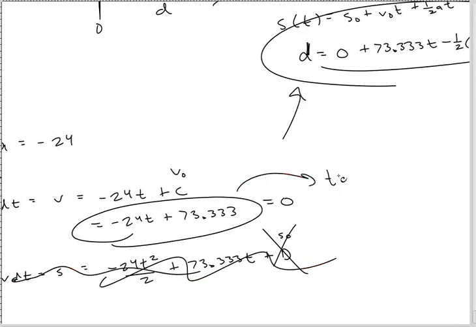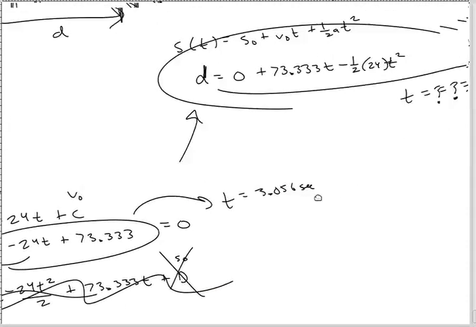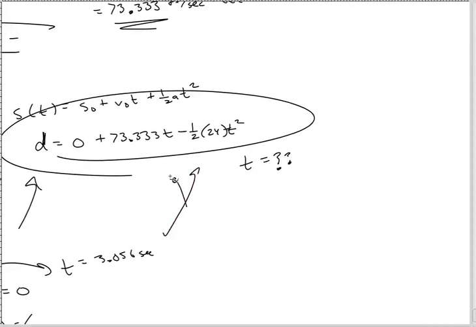Blah, blah, blah, math, and you get 3.056 seconds. Then you take that and plug it in here, and we get my answer. My d is 112.0, I think rounded, feet. That's my total stopping distance. All right, and now we're done. Whew. And then we did all those additional problems, and good.